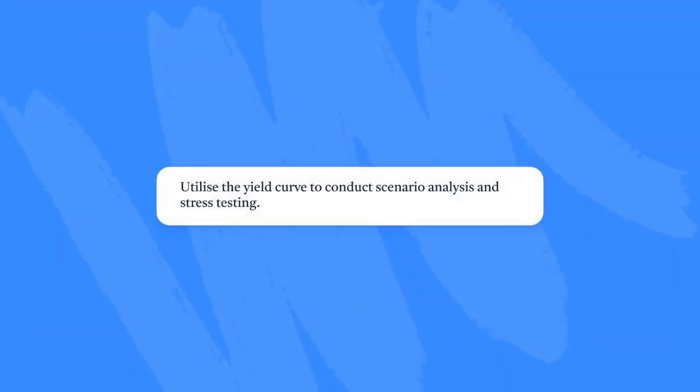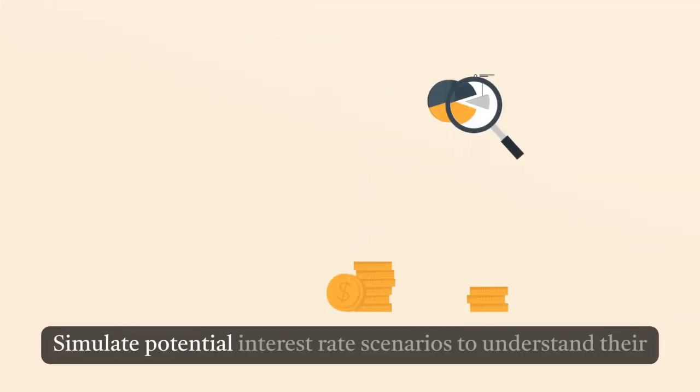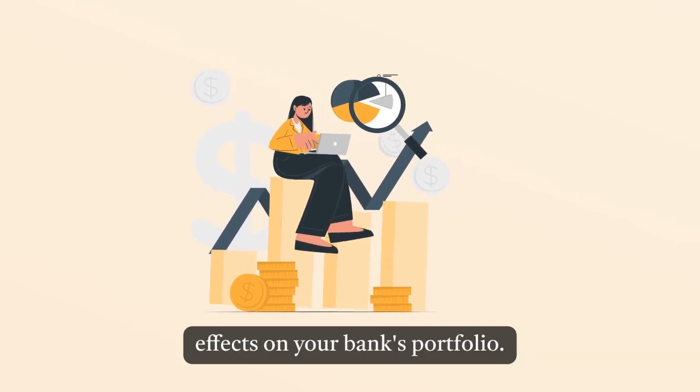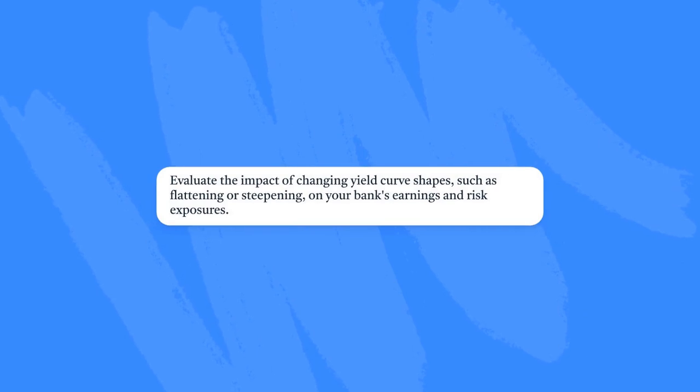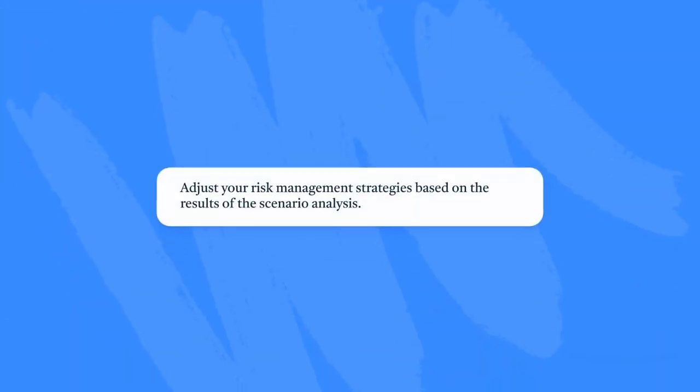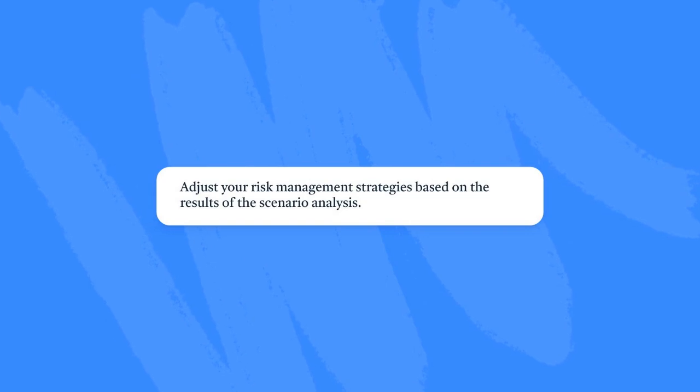Scenario analysis. Utilize the yield curve to conduct scenario analysis and stress testing. Simulate potential interest rate scenarios to understand their effects on your bank's portfolio. Evaluate the impact of changing yield curve shapes, such as flattening or steepening, on your bank's earnings and risk exposures. Adjust your risk management strategies based on the results of the scenario analysis.